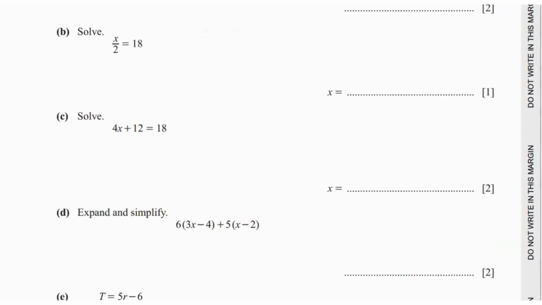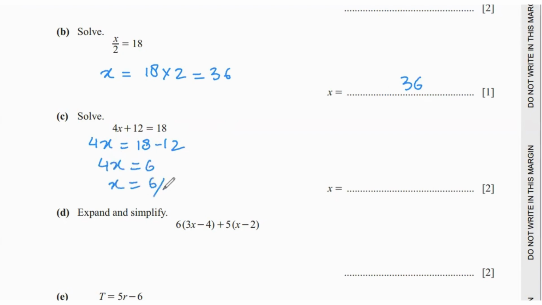Then it says solve x over 2 equals 18. Cross multiply. x equals 18 times 2, which is 36. Always remember when you have a fraction on one side and a whole number on the other side, cross multiply to get rid of the fraction and then you solve it. Then it says solve 4x plus 12 equals 18. First, we take 12 to the other side. So that's going to give us 6. Then x equals 6 over 4, which can be simplified to 3 by 2.